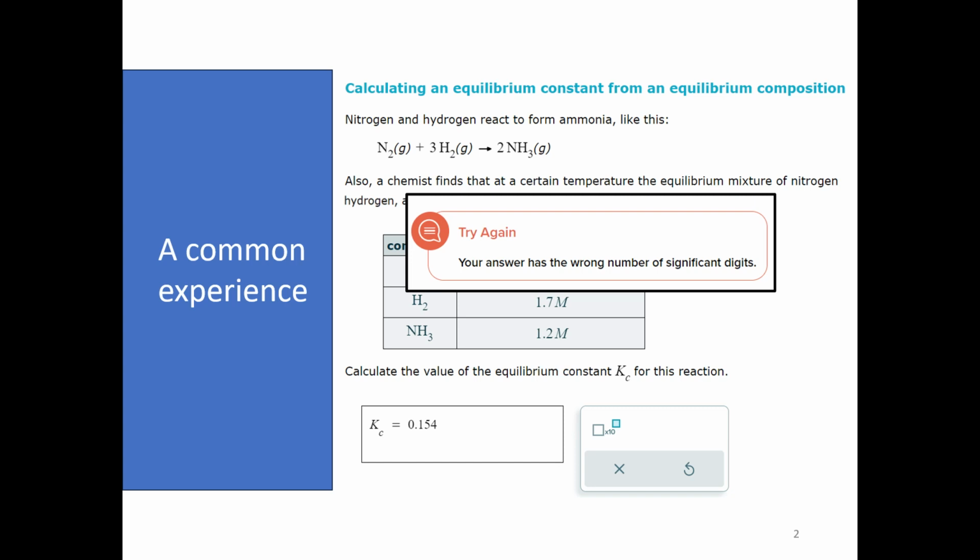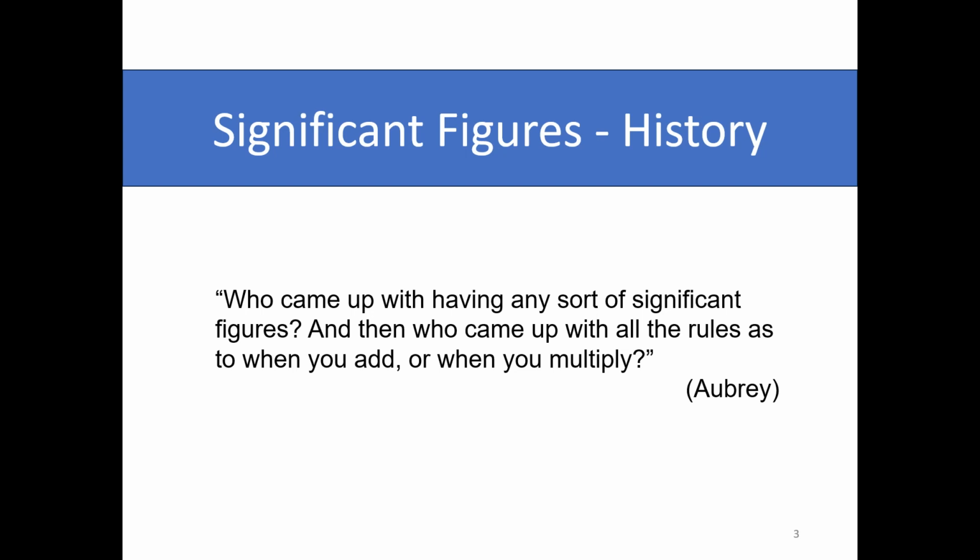So this really is the subject of my dissertation research: significant figures, and more specifically, how they impact the student experience. But what I'd like to do to start off is talk a little bit about the history. We know that these rules appear in the first chapter of every chemistry textbook, but how did that come to be? When I was interviewing students for my research, one asked a very valid question. She said, who came up with having any sort of significant figures? And who came up with all the rules as to when to add or when to multiply? I think it's a very valid question, and if you asked a pool of chemistry instructors, I'd be surprised if many of them could come up with a good answer. So I wanted to start off that way.